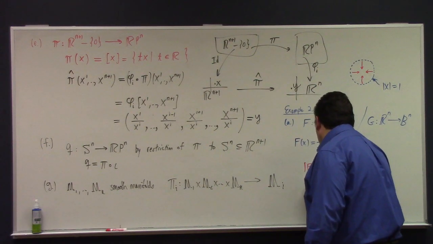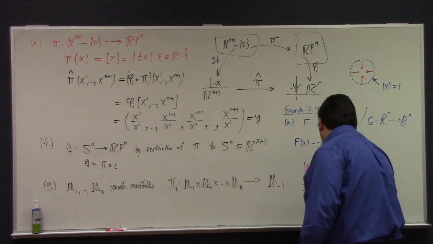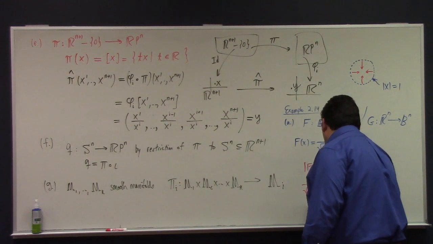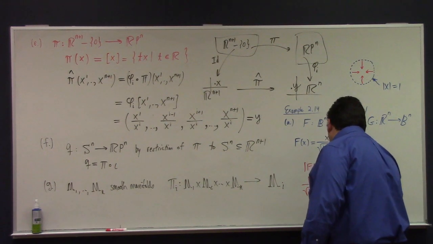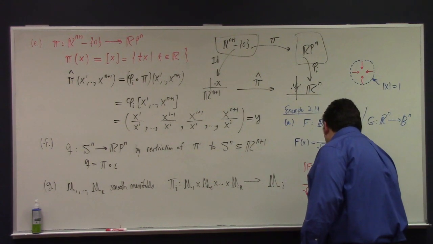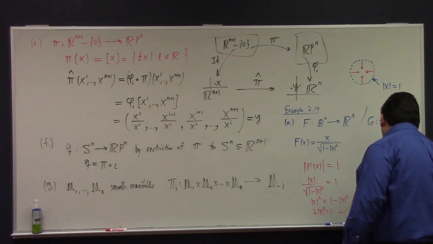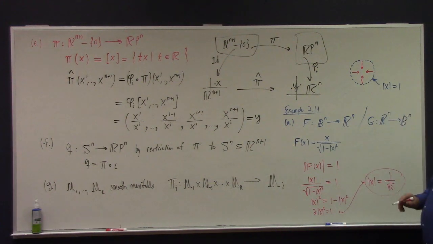It's all good. So we got length of x over the square root of 1 minus the length of x squared equals 1. So that gives me length of x squared is equal to 1 minus the length of x squared, which means twice the length of x squared equals 1. So apparently, the length of x equals 1 over the square root of 2. That is the dividing line.